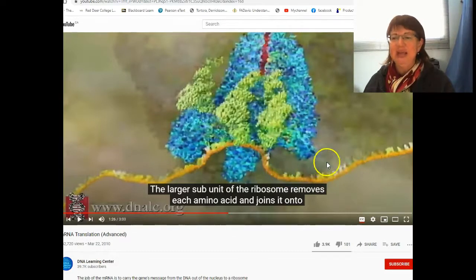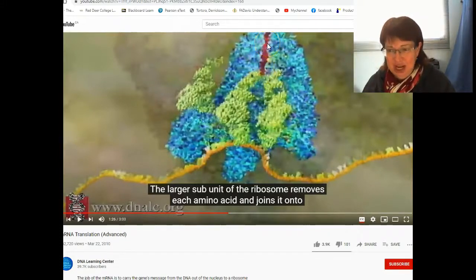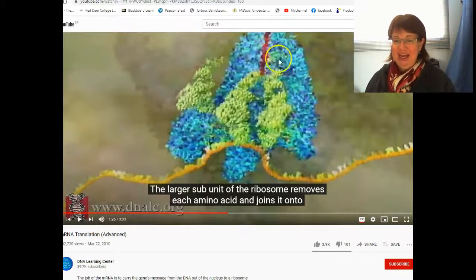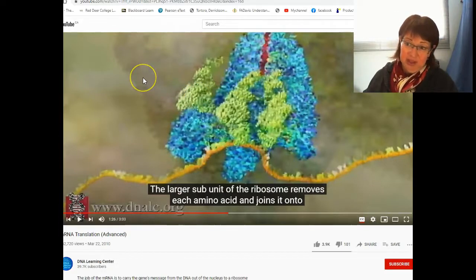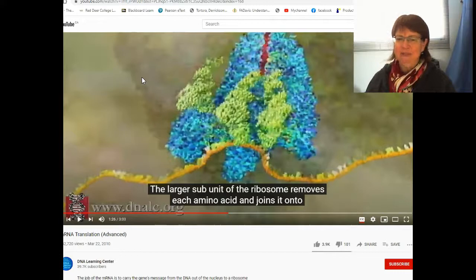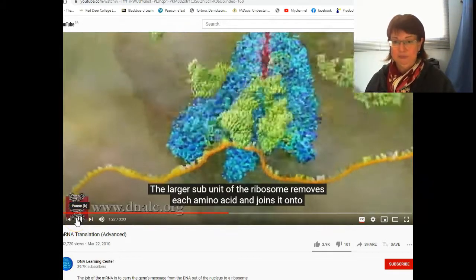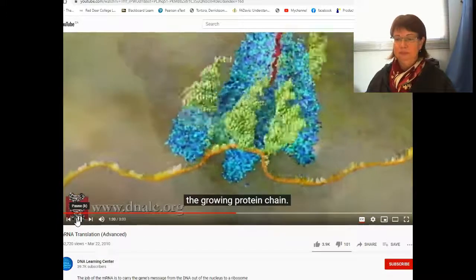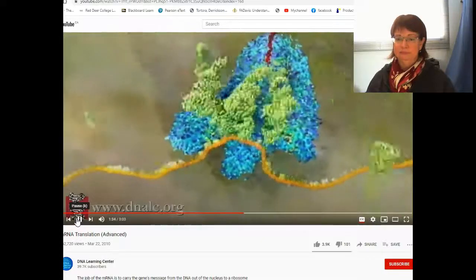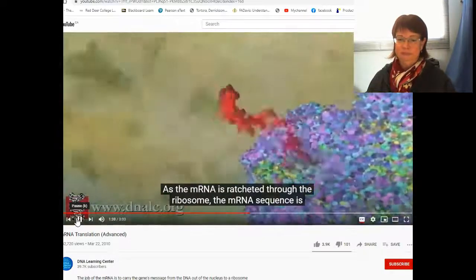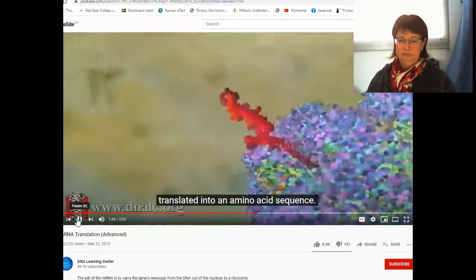So the messenger RNA is fed in through the ribosome, and the ribosome has space for 3 different transfer RNA. The first one comes in, and it will then donate its amino acid, and then the amino acids are using enzymes welded together to make peptide bonds, and then this amino acid chain becomes the peptide or the protein chain, and it leaves, and then the transfer RNAs work through the ribosome and end up going back into the cytoplasm, getting new amino acids and recycling. The ribosome removes each amino acid and joins it onto the glowing protein chain. As the mRNA is ratcheted through the ribosome, the mRNA sequence is translated into an amino acid sequence.